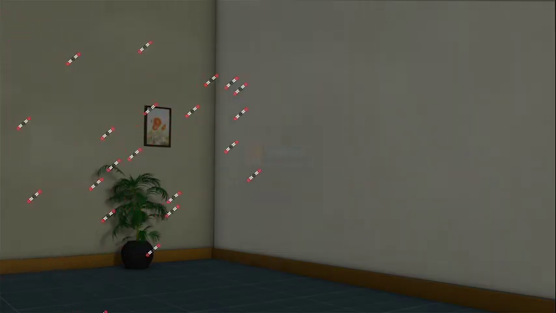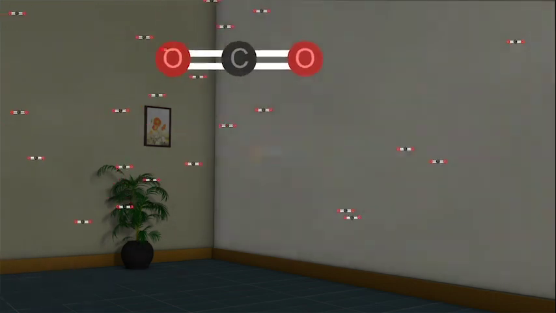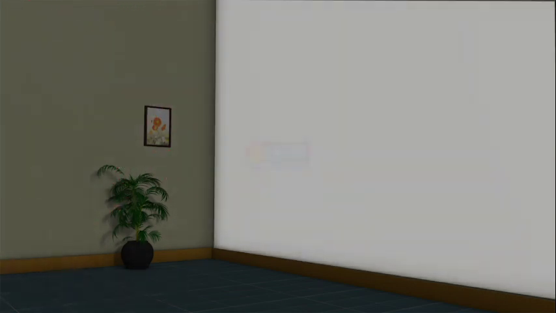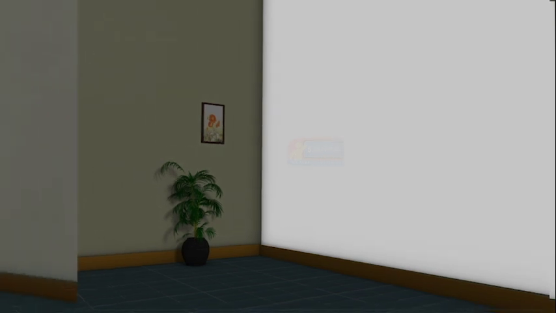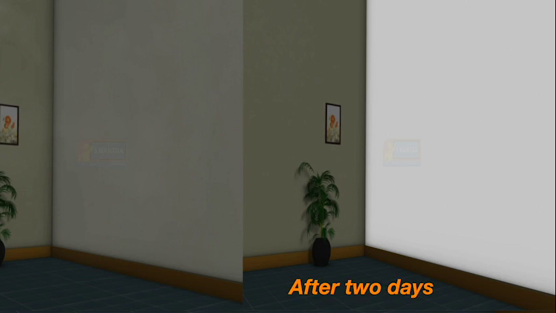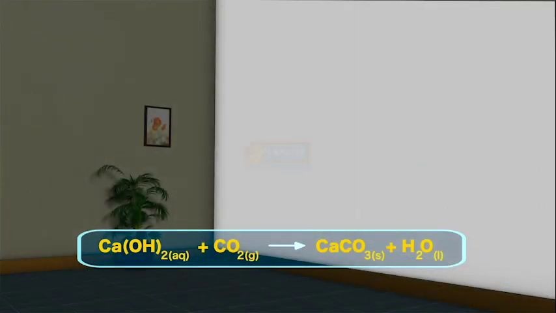It reacts with carbon dioxide gas present in air and forms calcium carbonate as well as water. The resultant water gets evaporated, and calcium carbonate, which is quite white in color, sticks to the wall. Hence, after 2 days, the wall turns white in color. The balanced chemical reaction is: when calcium hydroxide reacts with carbon dioxide, it gives rise to calcium carbonate and water.